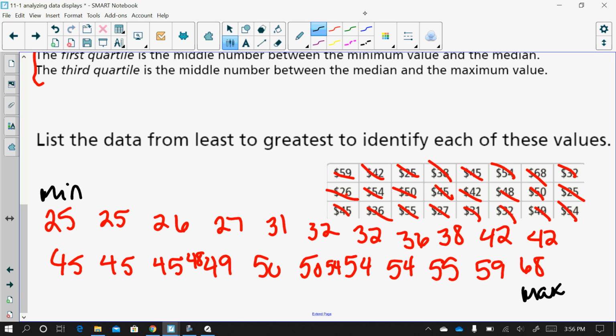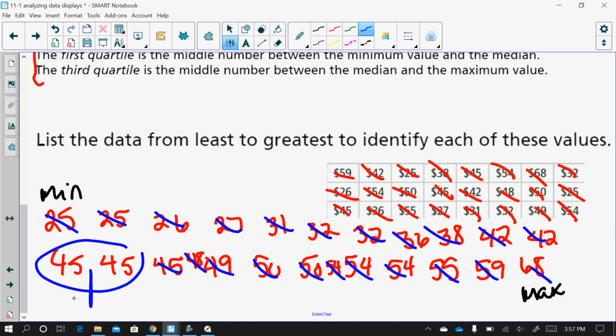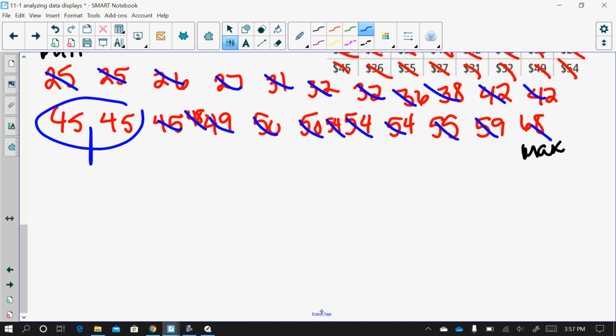Okay, so we gotta find the median now. The median is the middle. So you just cross one off on each end until you get to the middle. Okay, so cross them out. Okay, I've got 2 in the middle. So my median is 45.